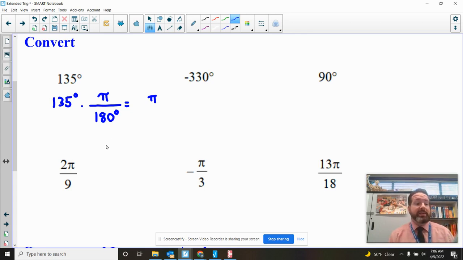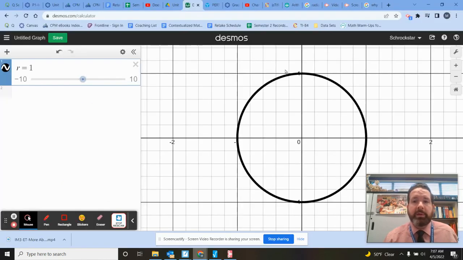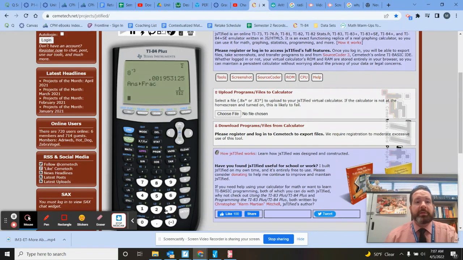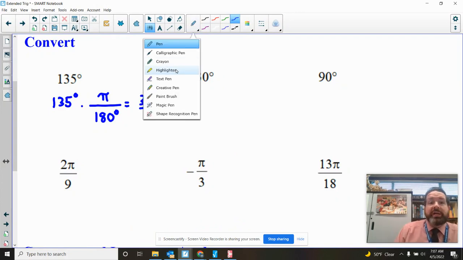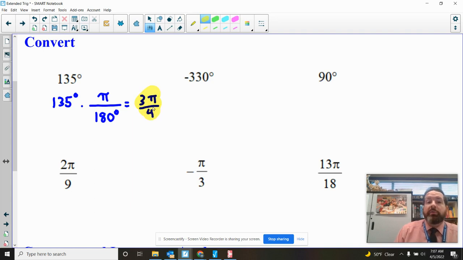Take your Desmos or your handheld calculator, do 135 divided by 180, because the 135 is on the top, the 180 is on the bottom. And then turn that into a fraction. Actually, let me pull the calculator up here. So 135 divided by 180, and then turn that into a fraction. In your math menu, number 1, there it is. So 3/4. Okay. So what I really have is 3/4 pi, or as you're going to hear it referred to, 3 pi over 4.